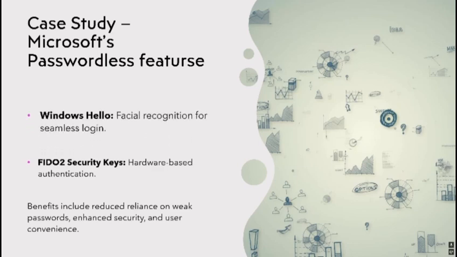Case study: Microsoft's passwordless feature. The first feature is Windows Hello, facial recognition for seamless login. The second feature is FIDO2 (Fast Identity Online) security keys, which are hardware-based authentication. Benefits include reduced reliance on weak passwords, enhanced security, and user convenience.